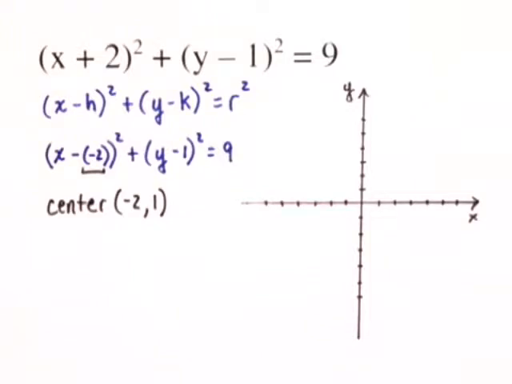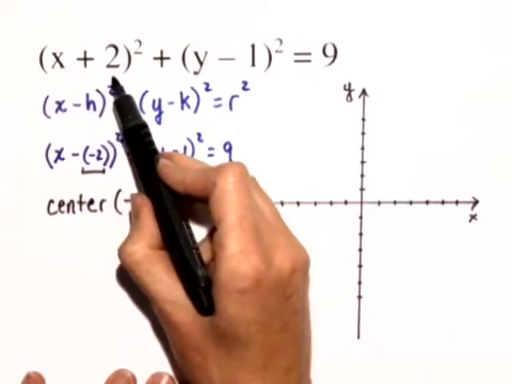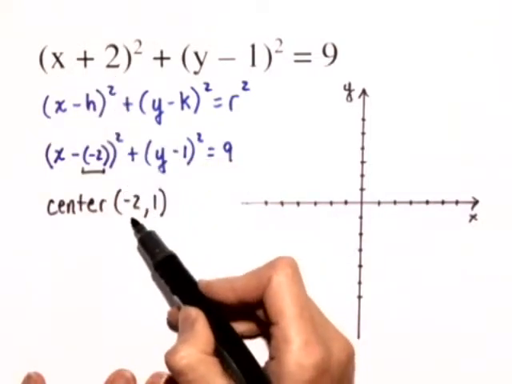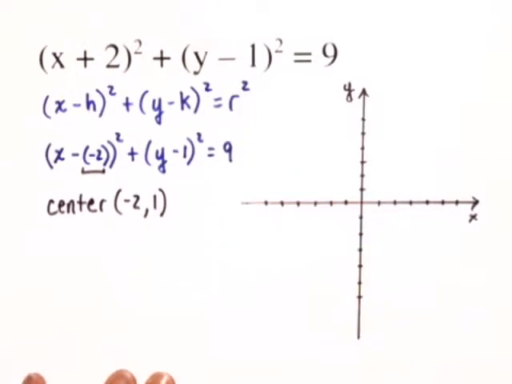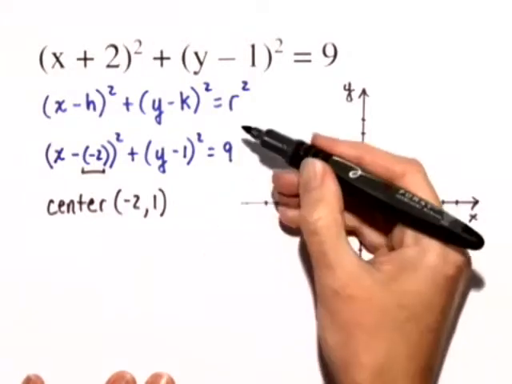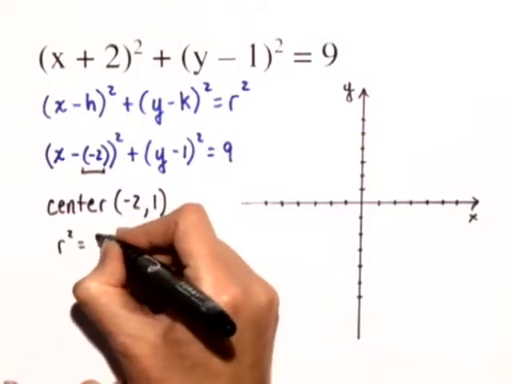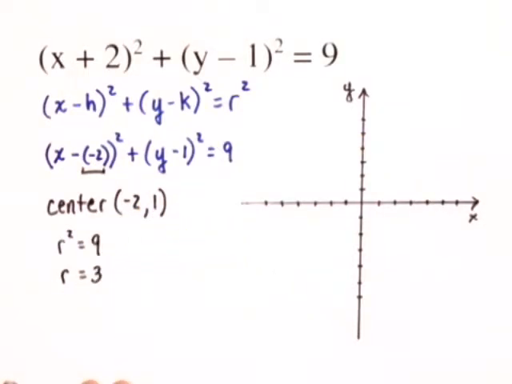So in general, when we want to find the center of a circle, we look at it in its standard form, and if we see x plus 2, we take negative 2 for the x-coordinate. If we see y minus 1, we take positive 1 for the y-coordinate. So our center is (-2, 1), and in this case, r squared is equal to 9, so our radius, if I take the square root of 9, I get 3.